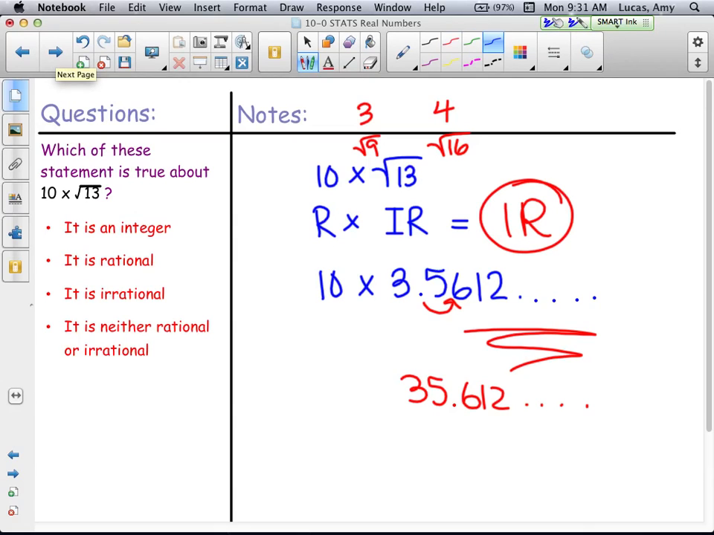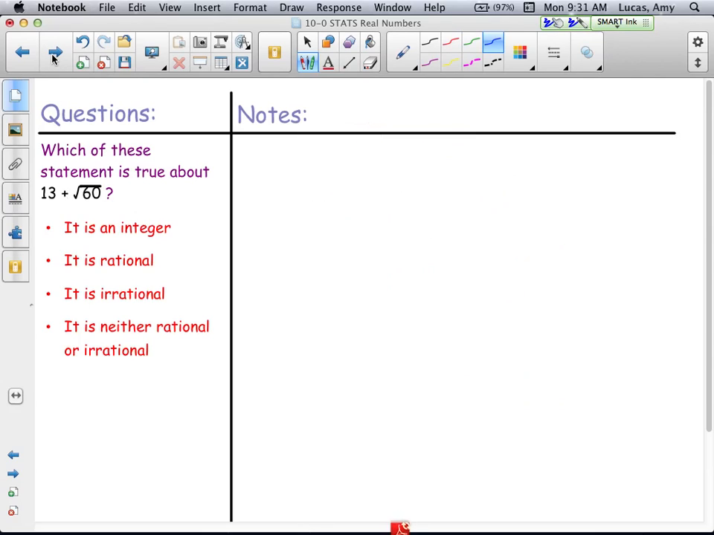So if you multiply a rational times an irrational number, you get another irrational number. The same thing happens if you're adding. Because 13 plus the square root of 60, well, this is between 64 and 49. So between 7 and 8, closer to 8.